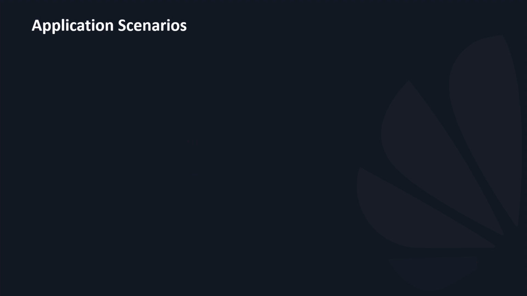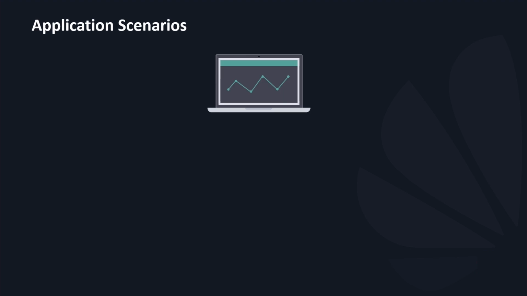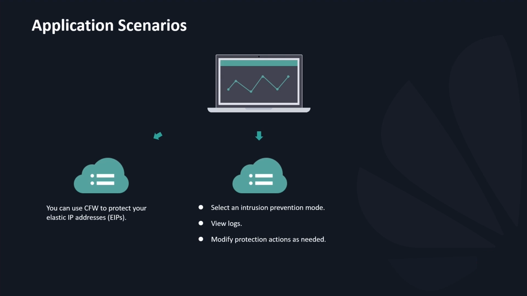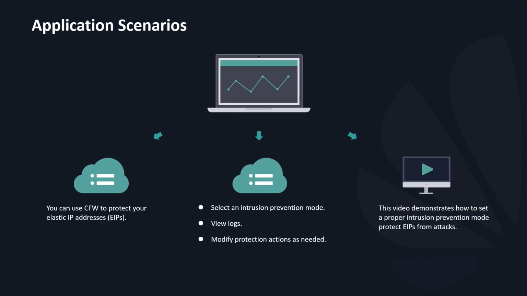Hello. Today we're going to configure intrusion prevention in Cloud Firewall of Huawei Cloud to protect elastic IP addresses, or EIPs. Application scenarios. You can use CFW to protect your EIPs. After EIP protection is enabled, select an intrusion prevention mode and modify protection actions based on the rule hits recorded in logs. This video demonstrates how to set a proper intrusion prevention mode to protect EIPs from attacks.